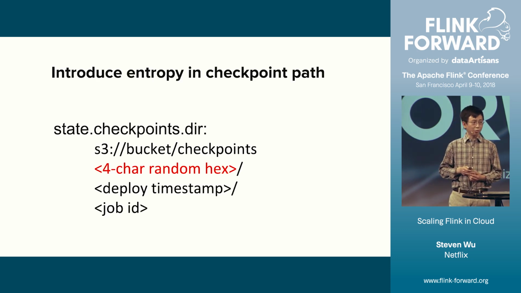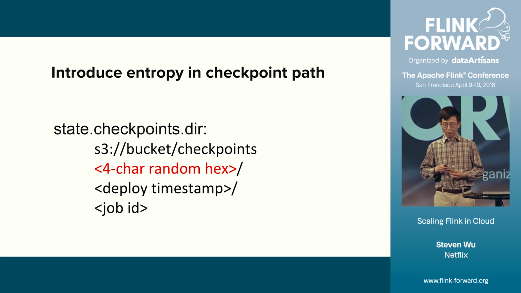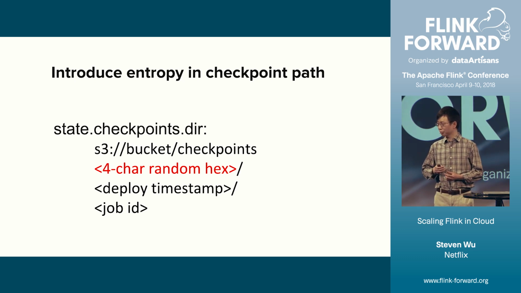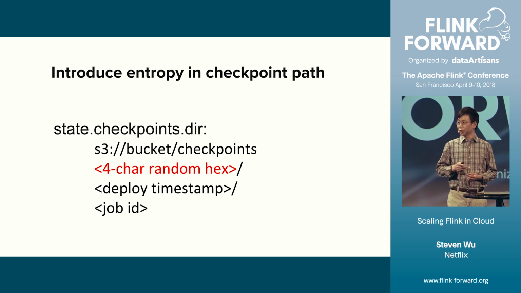So what we did is we introduced entropy in the checkpoint path. Before the deployment timestamp, we introduced a 4-character random hex prefix in the checkpoint path. Note that this does not require a change in Flink. It is just a trick in our deployment tooling.